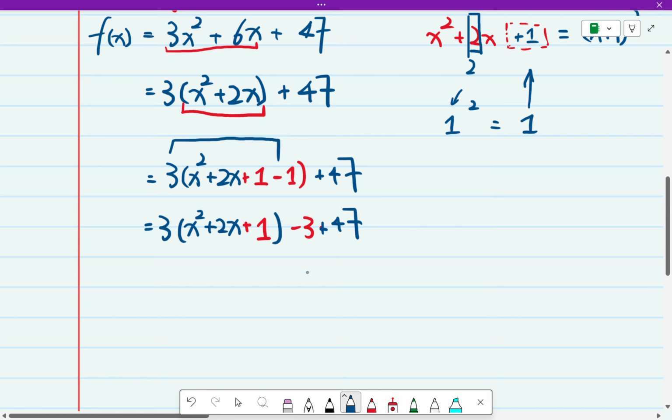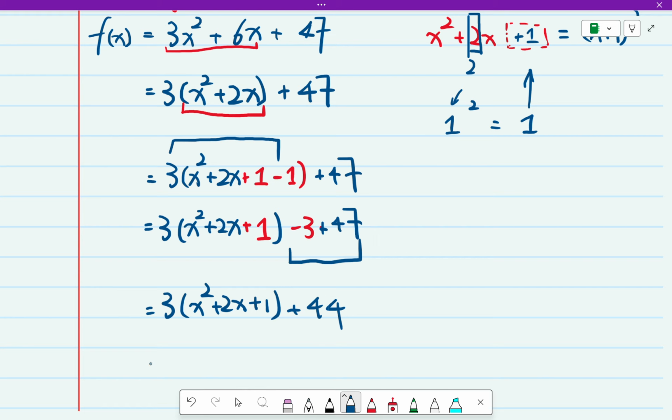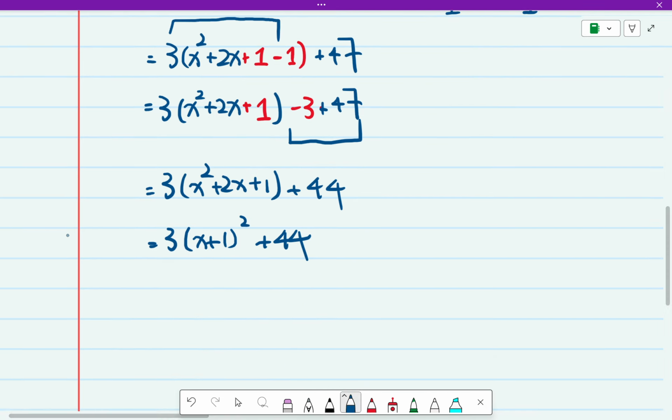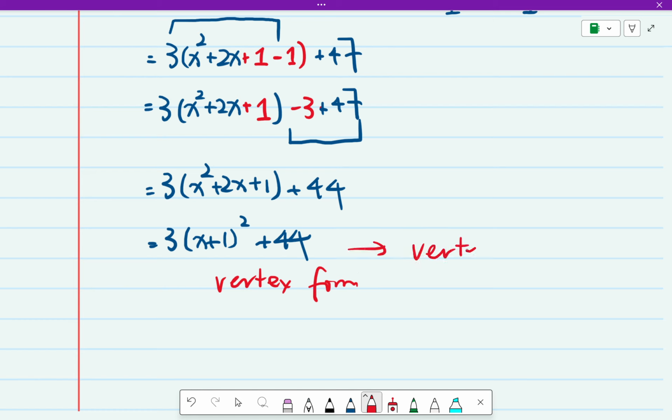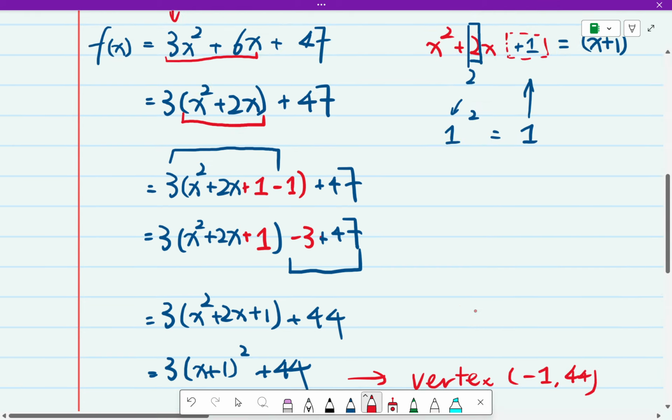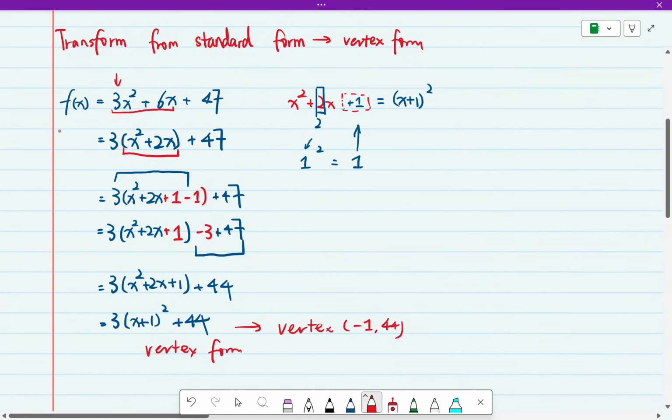And we can combine like terms, which is basically combining the two constants right here, which will give us plus 44. And we'll write the thing in the bracket as a perfect square trinomial. So this would be our successfully transformed vertex form, which helps us visually identify the vertex right away, located at (-1, 44). So this is how we can transform from a standard form to a vertex form.